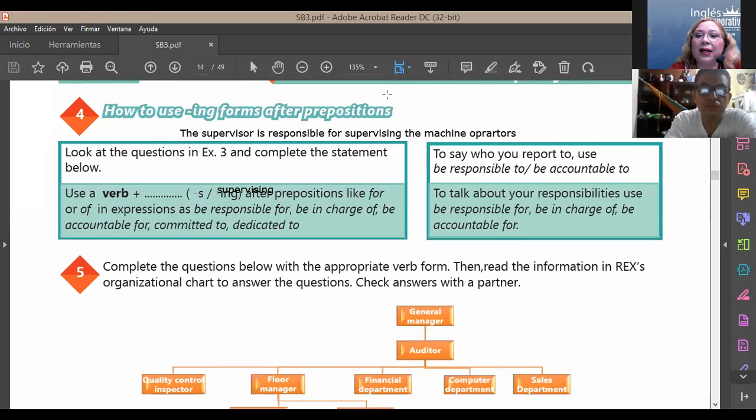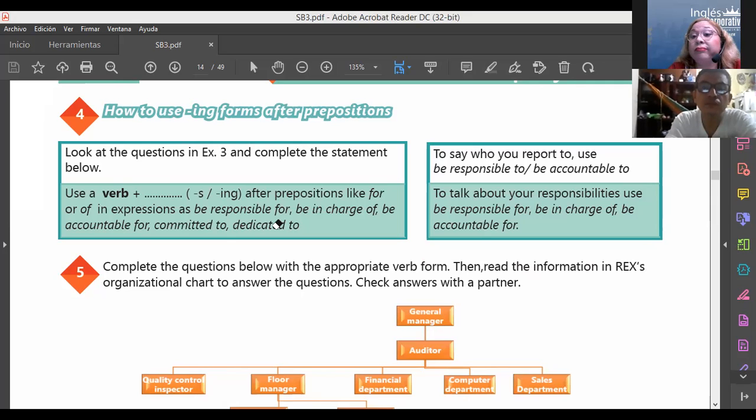Entonces, déjeme llegar acá y lo vamos a poner de esta manera. ¿Ok? Sería, use a verb plus the ing after prepositions like for or of. ¿Ok? For or of. También puede ser después de to, aunque normalmente después de to ponemos un nombre, ¿ok?, o otra figura gramatical. Pero también después de committed to and dedicated to, vamos a utilizar un ing verb form, ¿ok?